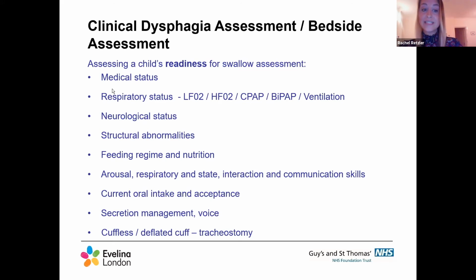You know, it's always important to hear their voice, because if they have a weak voice, you're going to want to talk to your ENT about if they think there's something going on with their vocal cords. If they have the tracheostomy, again, knowing if it's cuffed or not.